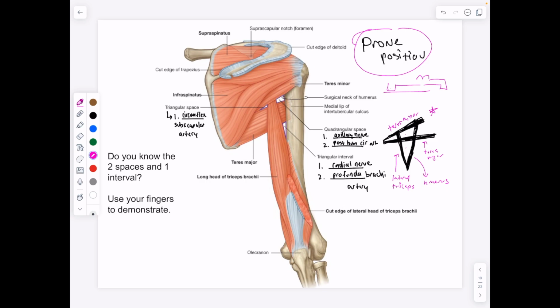And this gives rise to three regions. We have the quadrangular space right here, and that will house the axillary nerve, which we know innervates teres minor and the deltoid, and the posterior humeral circumflex artery.